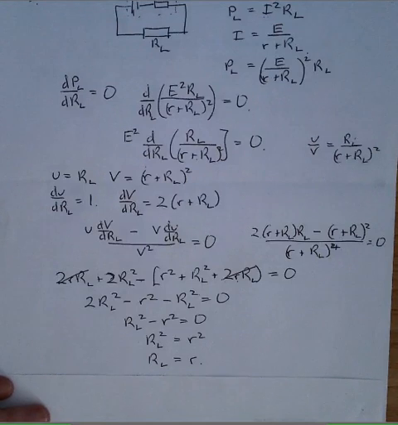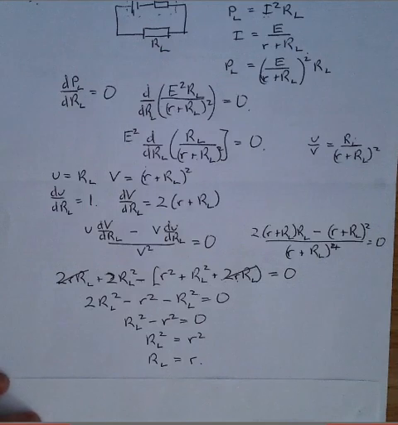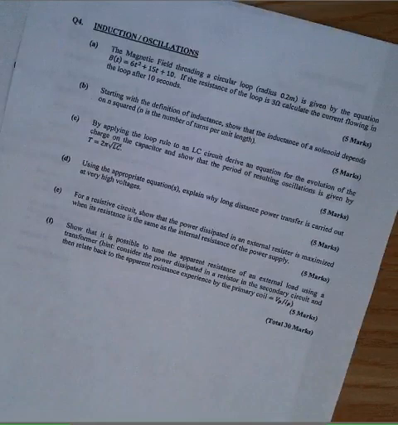It's a little bit counterintuitive, because if RL equals R, you can work out very quickly that only half of the voltage is dropped across RL, and the other half is dropped across little r. But that gives you the maximum power transfer. Okay, so that's 4E, and we have one last little bit to do, and then I'm done for the day.